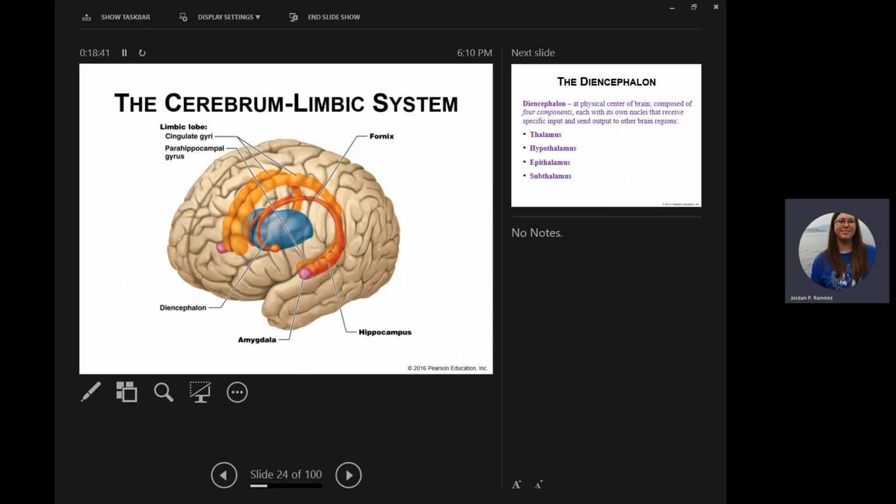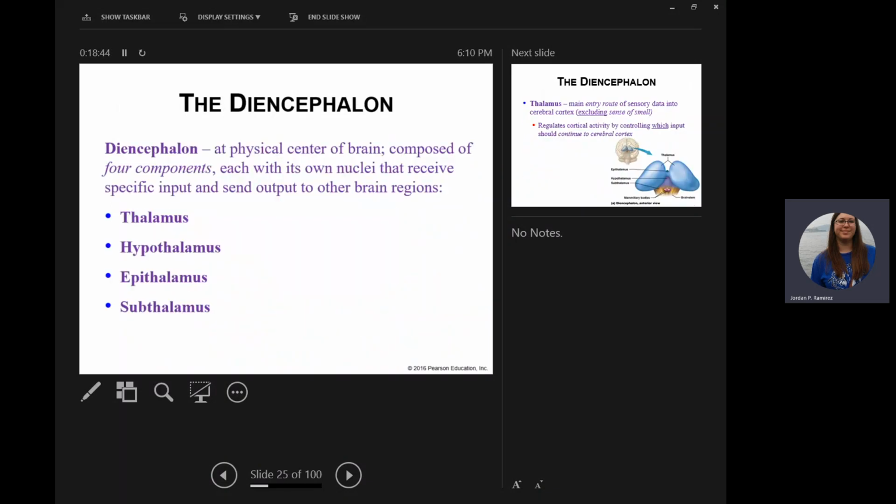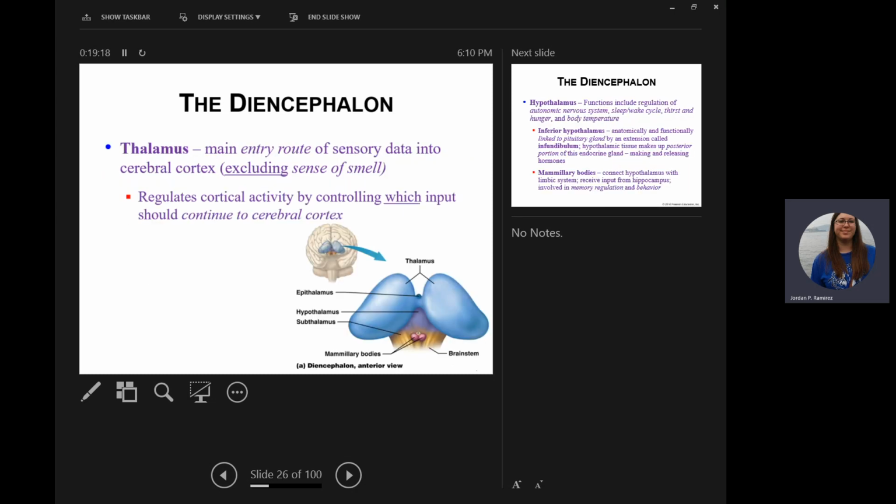All right, so we're moving from the cerebrum to the diencephalon. We're moving from our first portion of the brain to our second portion of the brain. Okay, these are subdivisions, functions, all that kind of good stuff of the diencephalon. All right, so the diencephalon was that blue portion we saw earlier. It's at the physical center of the brain and is composed of 4 components: thalamus, hypothalamus, epithalamus, and the subthalamus. So each of these have their own nuclei that receive specific input and send specific output to other brain regions. So we're going to talk about each of these.